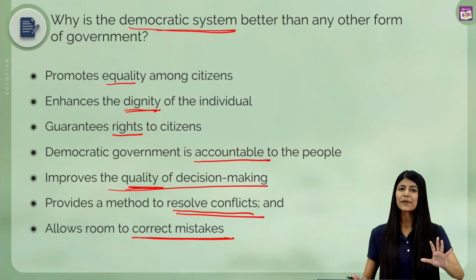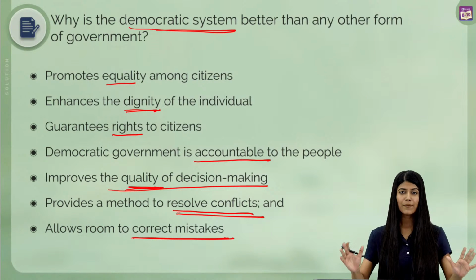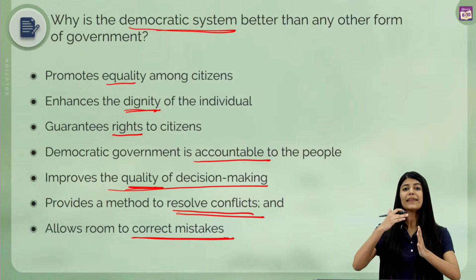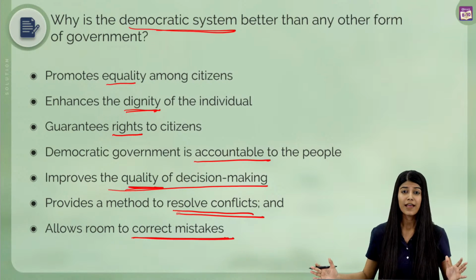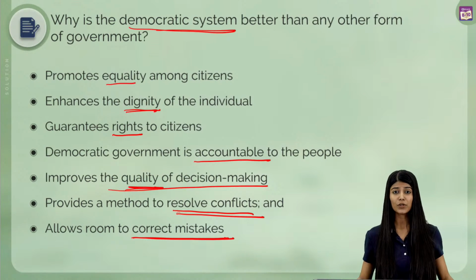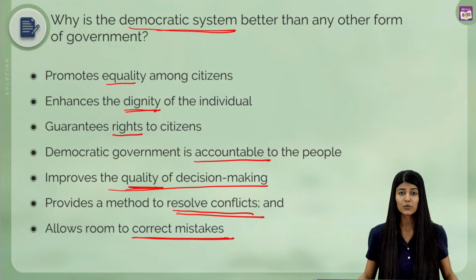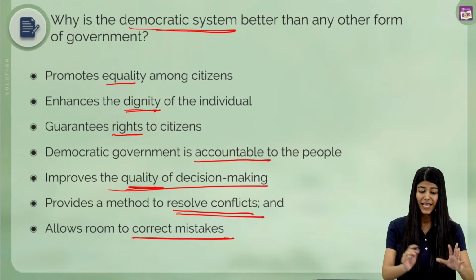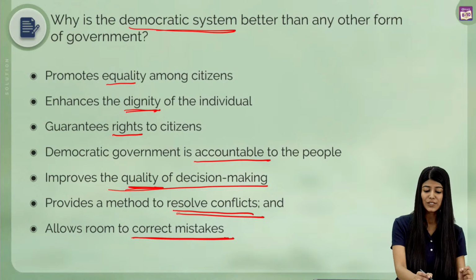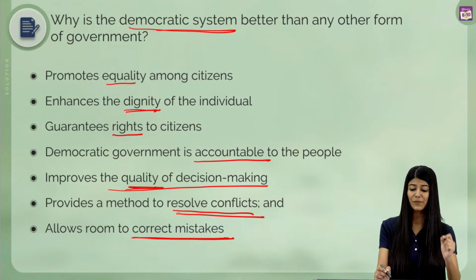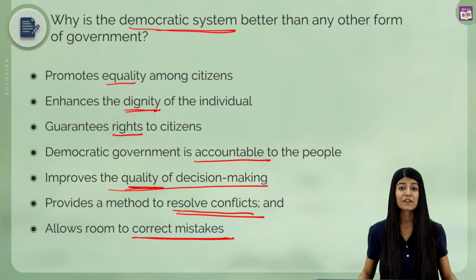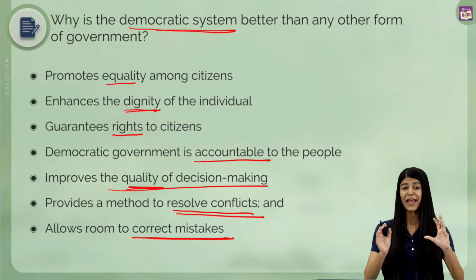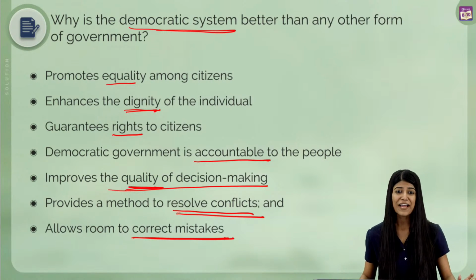But this does not happen in a dictatorship. What we have observed is that the ruler will be ruling for years and years. And if you don't want the ruler, you can't just say, hey, I don't want the ruler because they are not doing their work, right? So this is how the answer to this question would be: the democratic system is better than any other form of government. As it is a very important question, it can be of 3 marks or 5 marks, right?